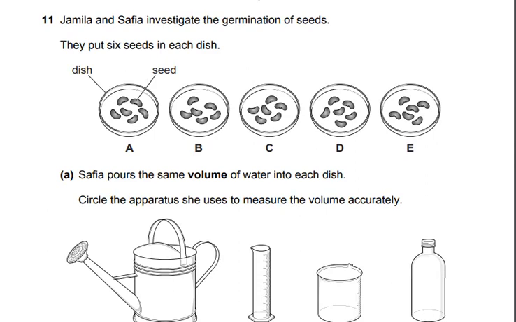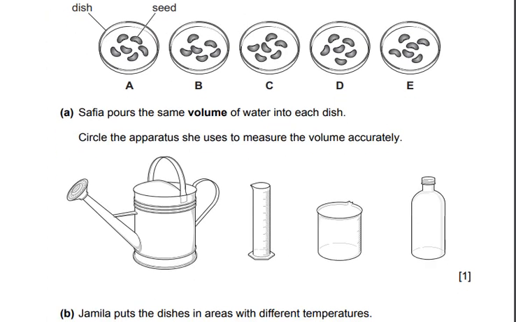Jamila and Safia investigate the germination of seeds. They put 6 seeds in each dish. So we have 5 dishes here, A, B, C, D, E. Each one of them contains seeds, and of course they are the same number. Each one of them has 6 seeds in it. Question A. Safia pours the same volume of water into each dish. Circle the apparatus she uses to measure the volume accurately.